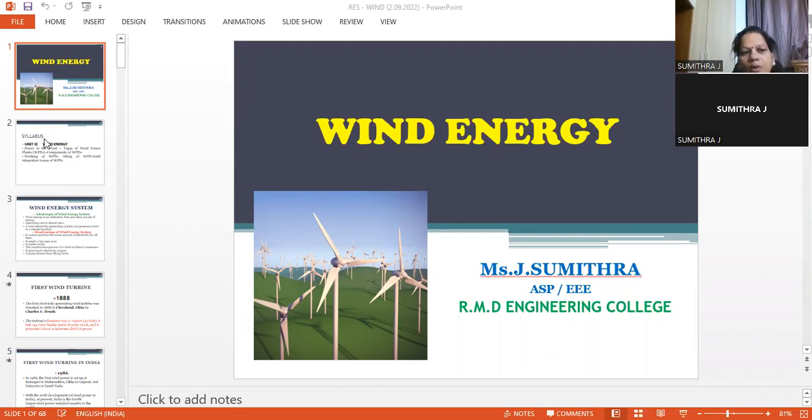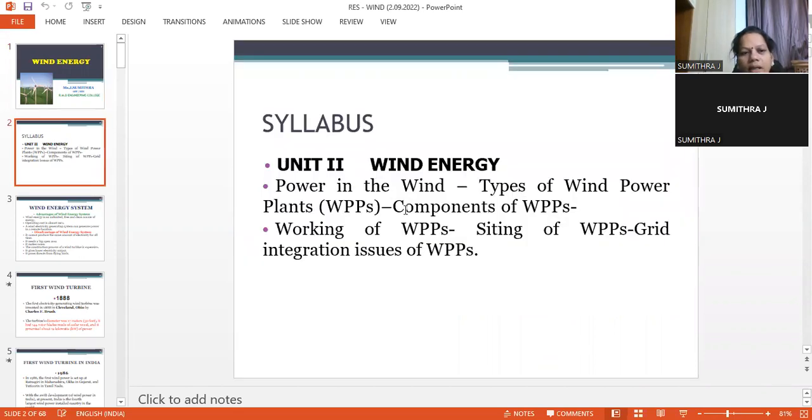First of all, let me explain about the topics which are present under this Unit 2. The first topic is the power in the wind, how we can trap the power with the help of wind energy, and what the different types of wind power plants are, and based on the construction, how they are classified, and what the different components of the wind power plant are, and then how the wind power plants work, and what the points to be considered before selecting a site for constructing a wind power plant are, and what the grid integration issues of wind power plants are.